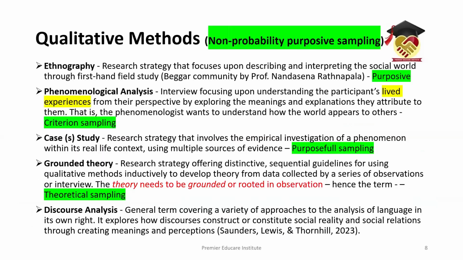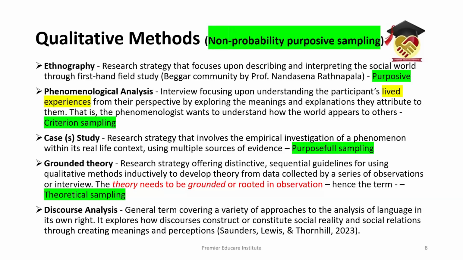Now we come to the qualitative methods, right? So remember, number 1 is ethnography. Ethnography means you have to go and live with the set of people. Professor Nandasen Ratnapala in Sri Lanka, maybe in 1970 to 80, himself begged in Colombo to get the information about the bigger community. So that is called ethnography. That means if you want to do some research on prostitutes, or on drug addicts, then you have to go and live with them. So that is called ethnography.